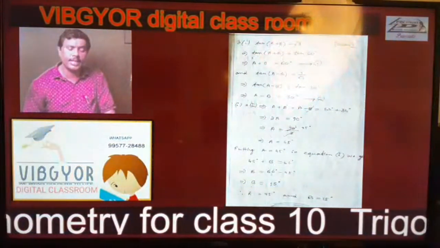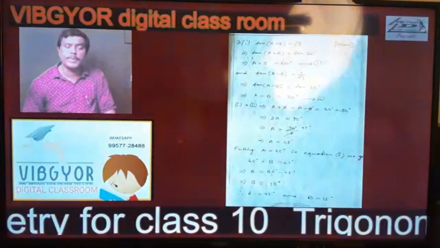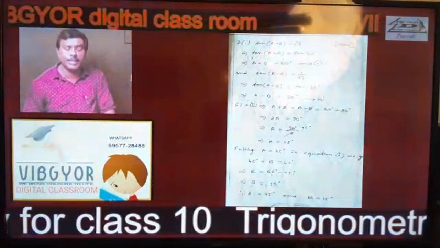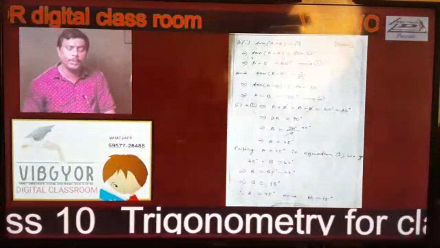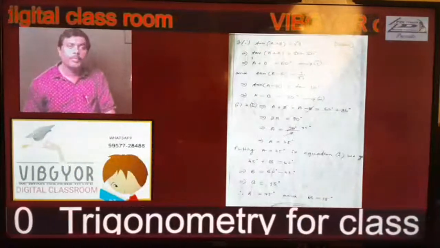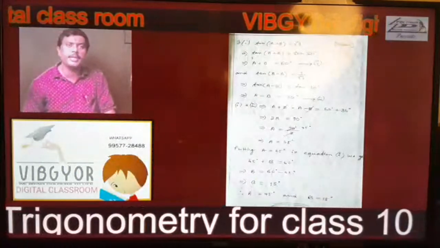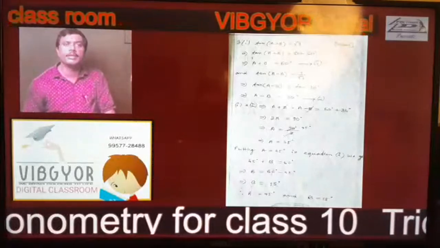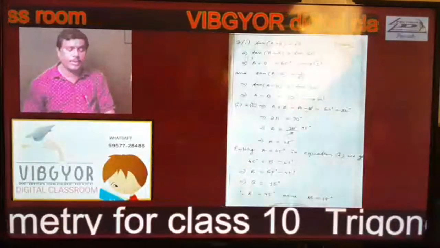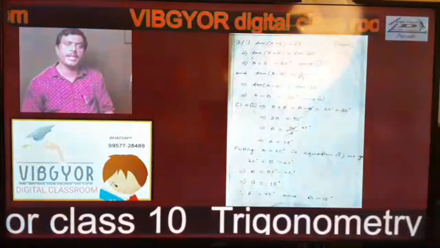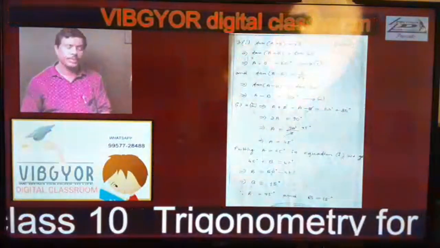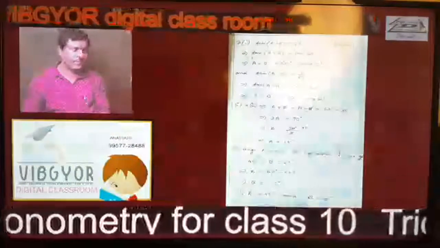A plus a is twice a. Twice a is equal to 60 degree plus 30 degree, that is 90 degree. A is equal to 90 degree divided by 2, that is 45 degree. Putting a is equal to 45 degree in equation 1, we get 45 degree plus b is equal to 60 degree. B is equal to 60 degree minus 45 degree, so b is equal to 15 degree.